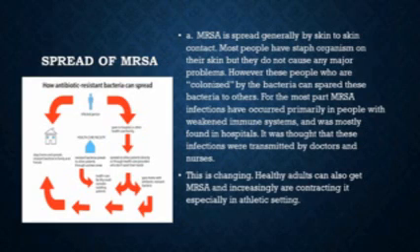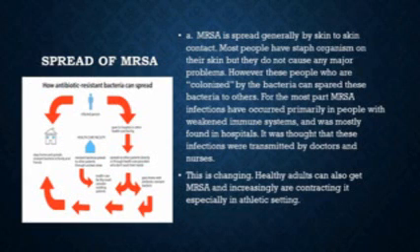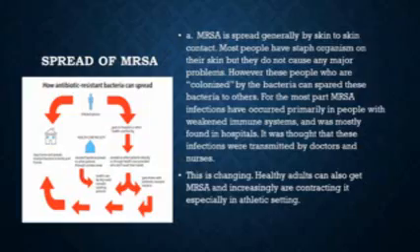How does MRSA spread? MRSA is spread generally by skin-to-skin contact. Most people have staph organisms on their skin, but they do not cause any major problems. However, these people who are colonized by the bacteria can spread these bacteria to others. For the most part, MRSA infections have occurred primarily in people with weakened immune systems and were mostly found in hospitals. It is thought that these infections were transmitted by doctors and nurses. This is changing. Healthy adults can also get MRSA, and are increasingly contracting it, especially in athletic settings.